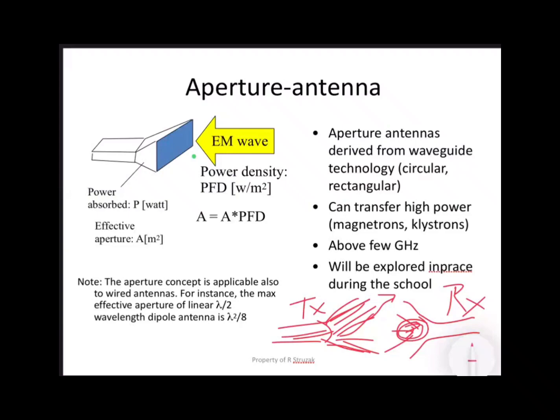And that area where the signal received is maximum is called an aperture. So it is called the effective aperture, or simply the aperture of an antenna. So aperture can be defined as the area through which the power that is radiated is received at maximum.